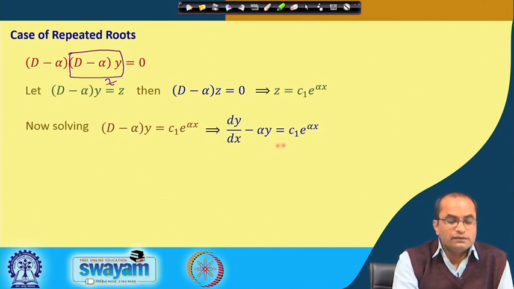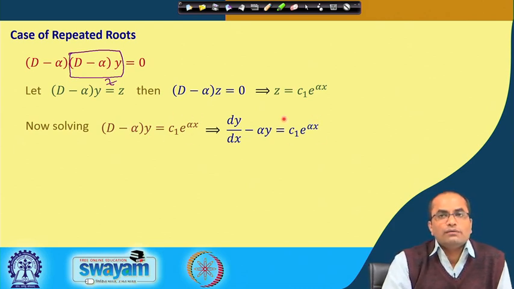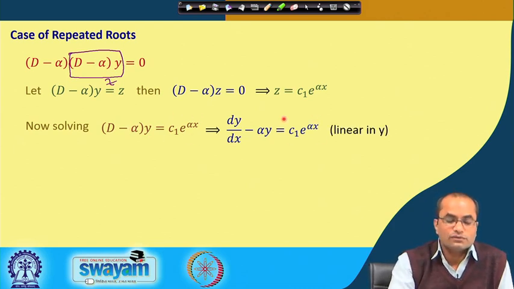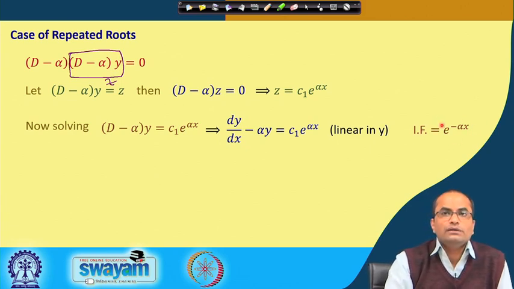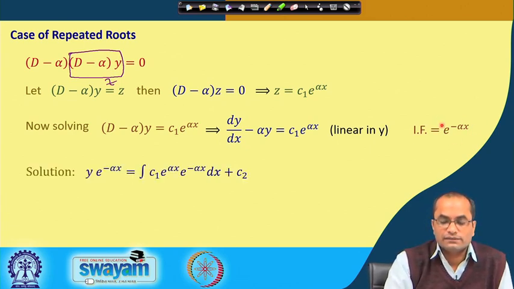This is a linear equation. Here we have the differential of y, so d of y is dy over dx, minus alpha times y, is equal to c 1 e power alpha x. This is a linear equation in y, and the integrating factor which we get here is e power minus alpha times x.